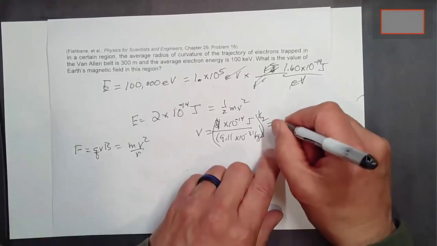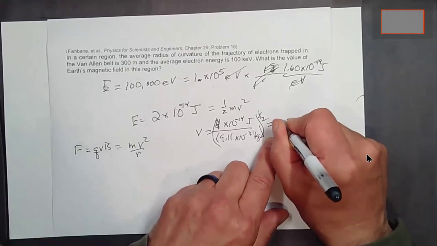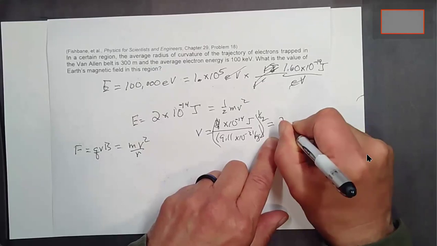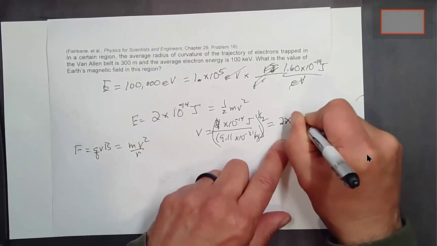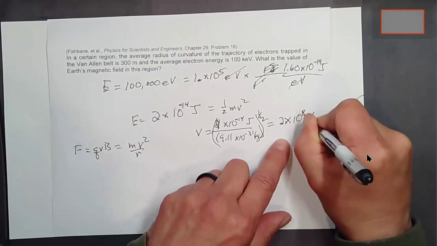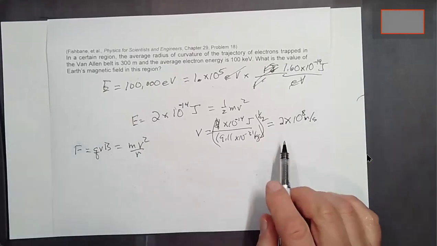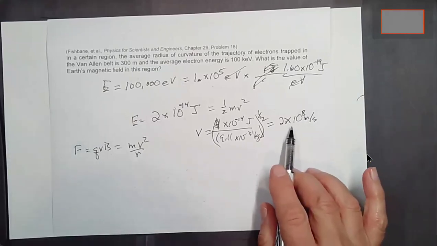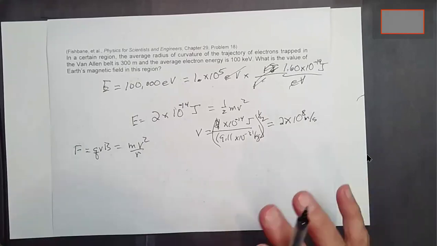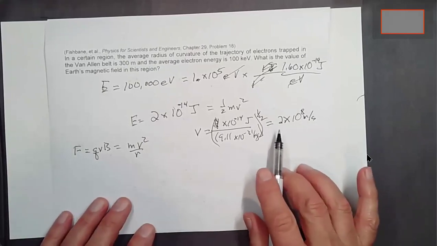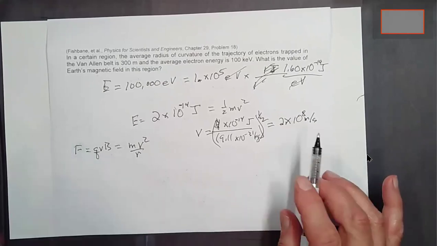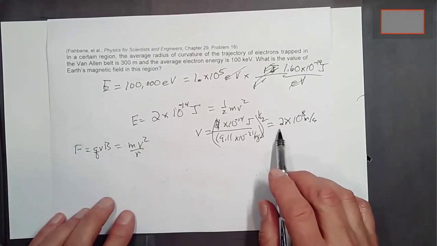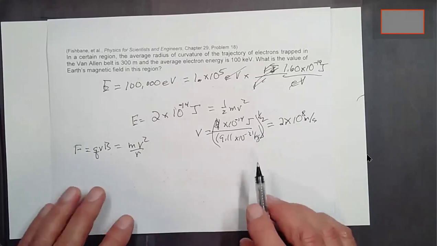I still get a pretty good clip on this thing. 2 times 10 to the 8th meters per second. That's a relativistic velocity. That's 2/3 of the speed of light. So technically, we should be using relativity to evaluate this, but to one significant figure will be okay.